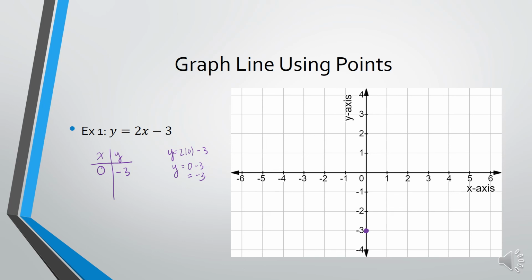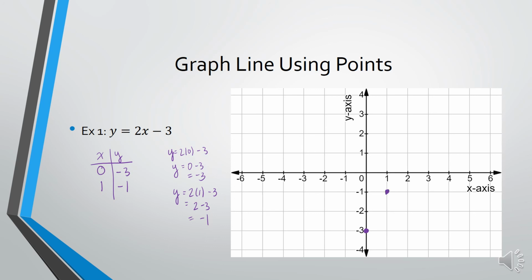Next, I can pick another point. I'm going to go ahead and choose when x equals 1. So when x equals 1, what is my y value? Looks like it'll be 2 times 1 minus 3. I'm just putting a 1 in place of the x. So 2 times 1 is 2. Subtract 3, that gives me minus 1. So there's another point. So that point would be x is 1, y is negative 1. So there's my other point.